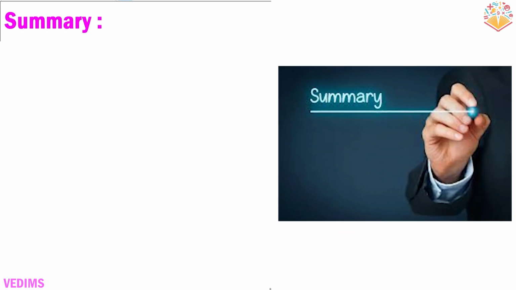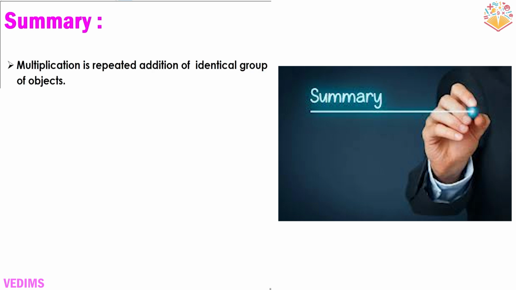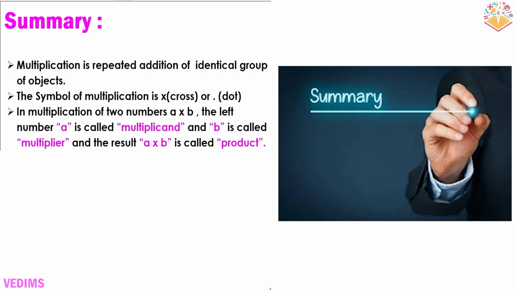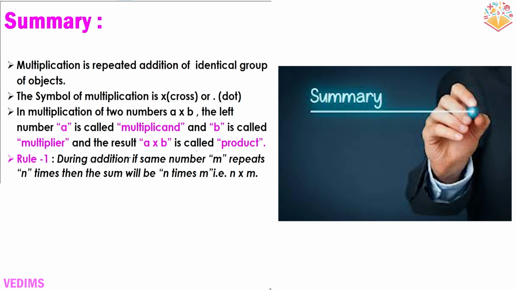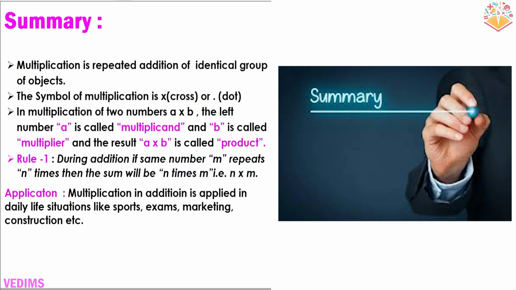Let us see the summary of what all we discussed in this small topic, my dear students. Multiplication is repeated addition of identical groups of objects. The symbol of multiplication is dot or cross. In multiplication of two numbers, A into B, the left number A is called the multiplicand and B is called the multiplier, and the result A cross B is called the product. Rule 1. During addition, if the same number m repeats n times, then the sum will be n times m, that is n into m.